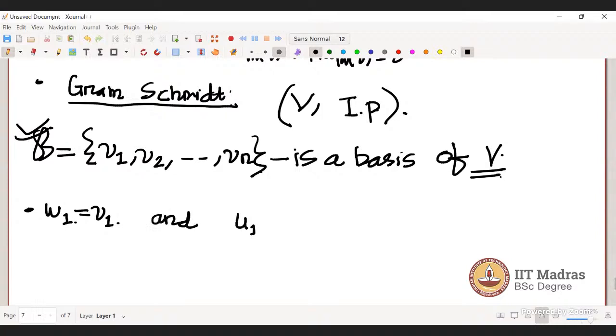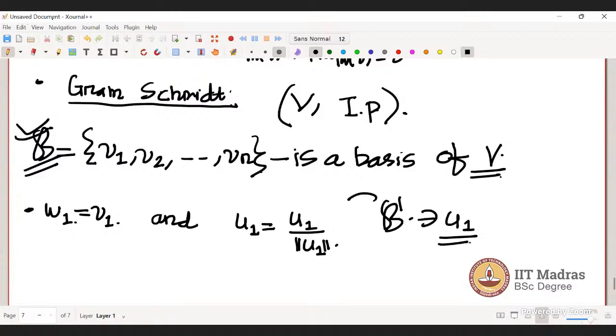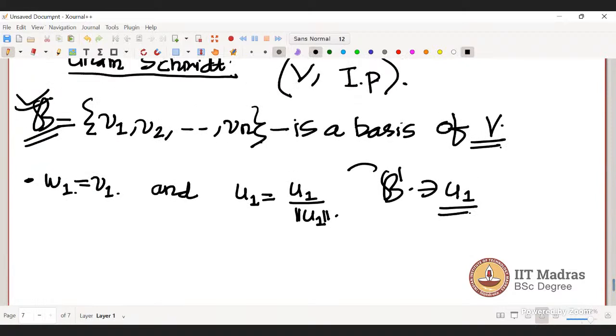So E1 is divided by the norm of U. Okay, so then my first vector in my orthonormal basis is... I'm denoting B dash as the orthonormal basis that I'm getting from B. The first vector of this orthonormal basis is U1. So it should be V1 by norm of V1. Oh, sorry.